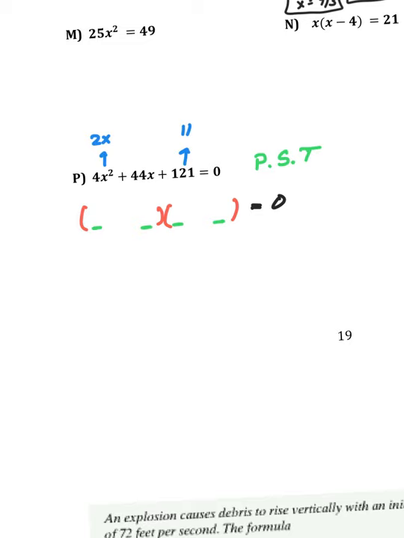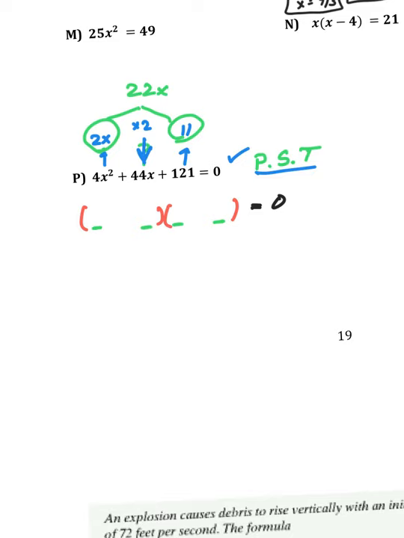It's a perfect square trinomial if I multiply these two together and then double it to give me the middle term. So let's check. When I multiply this, I get 22x. And then when I double it, times 2, I do get 44x. So it is a perfect square trinomial.